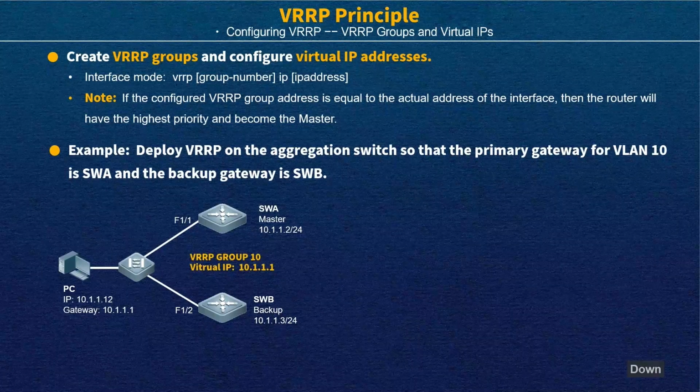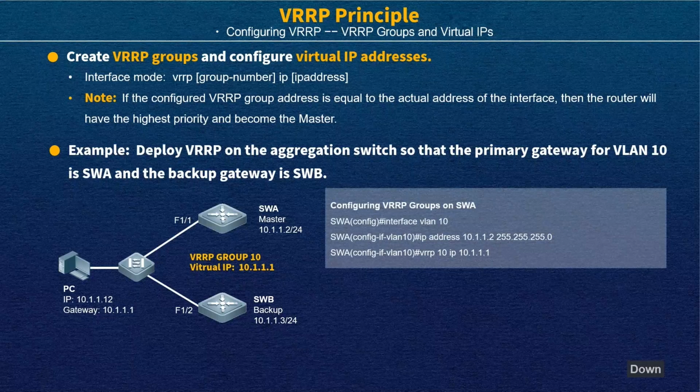So first, there are the parameters of VRRP. The group ID is 10 and the virtual IP address is 10.1.1.1. Then you have to configure the VRRP group on switch A: interface VLAN 10, IP address 10.1.1.2 with a 24 mask, and create the VRRP group: vrrp 10 ip address 10.1.1.1. This is the basic configuration.